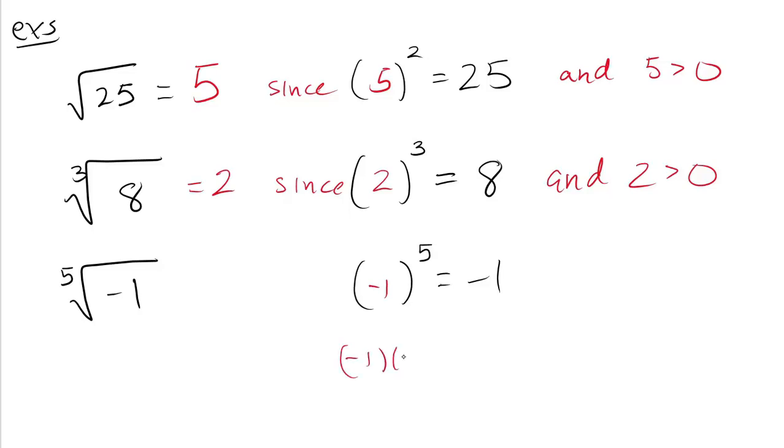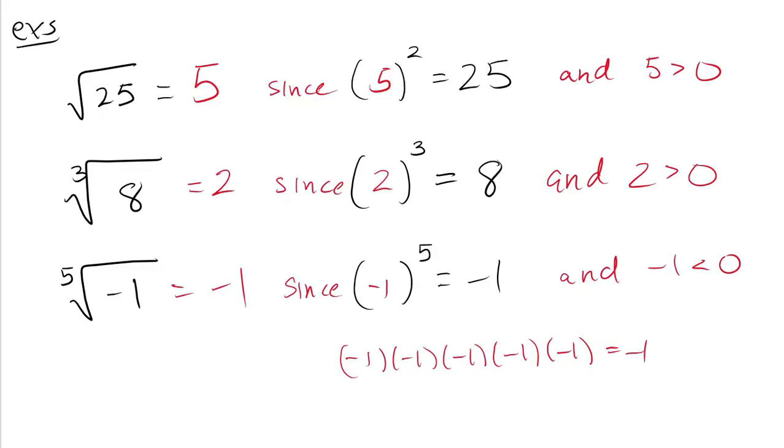5 copies of -1 multiplied together would come out to -1 because the sign just alternates as you go. And that's a negative choice. -1 is less than 0. So this answer is -1.